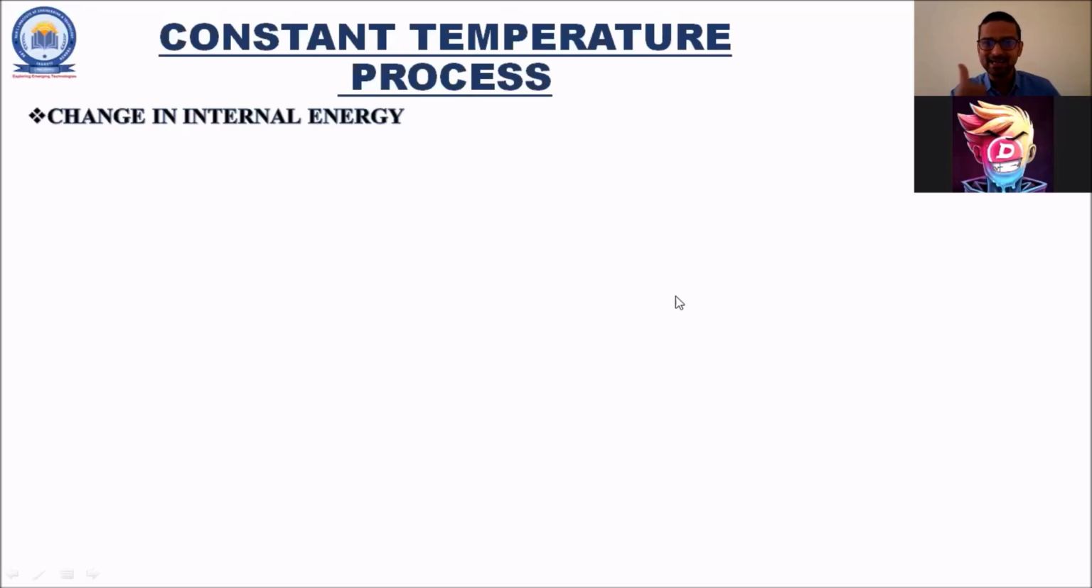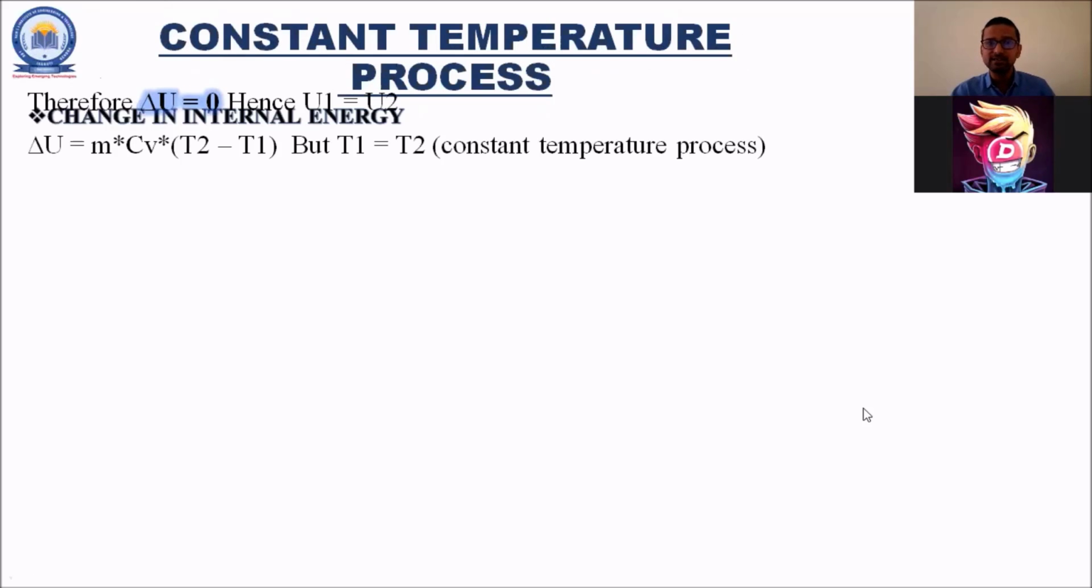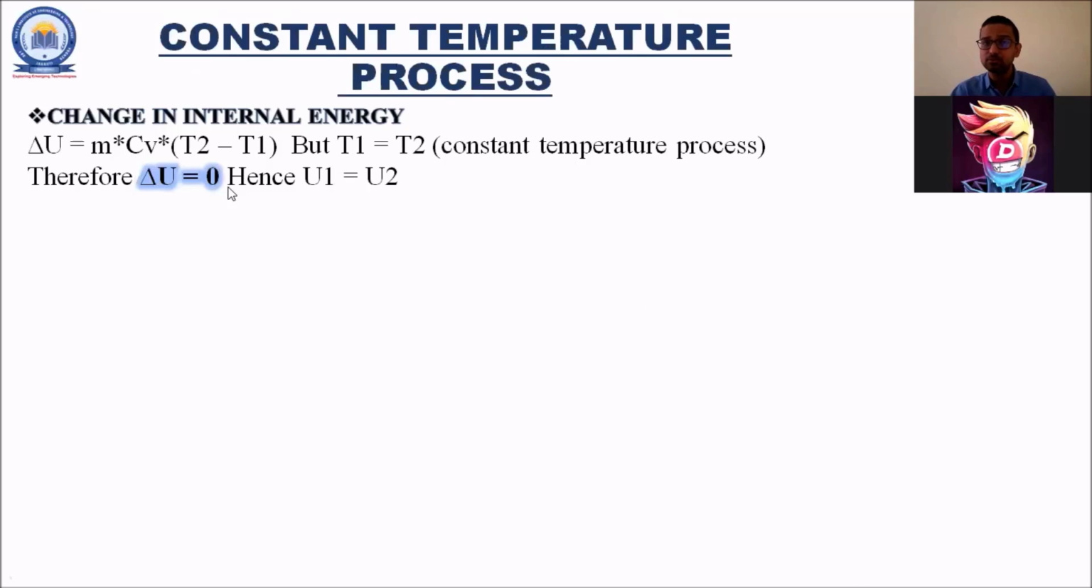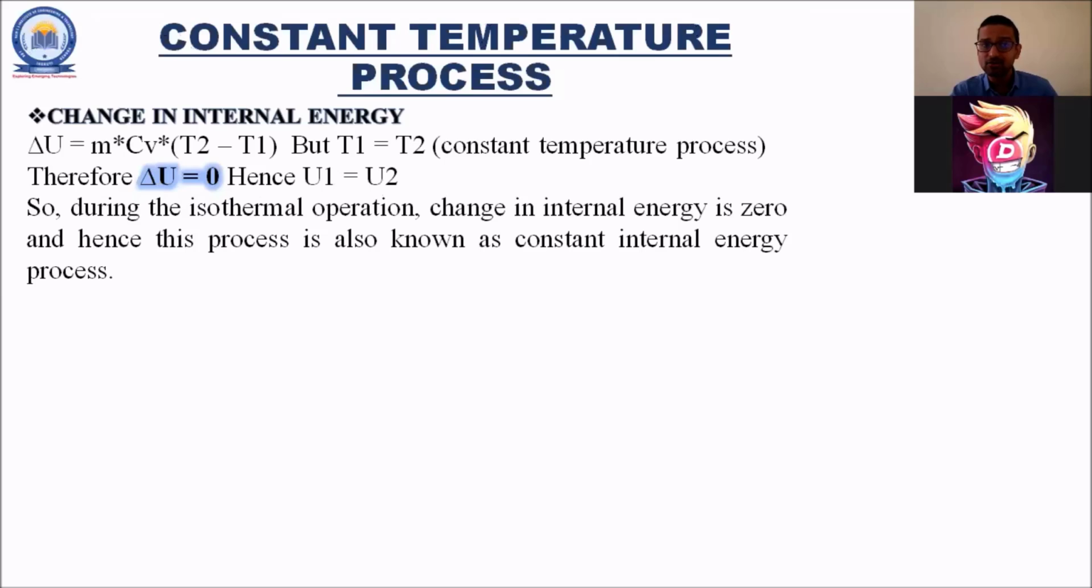Very good students, the perfect answer from the majority of the students. The answer for the change in the internal energy for this process will be equal to 0. Let us see how we are getting this answer. We already have the equation for delta U, that is delta U is equal to mCv (T2 minus T1). But it is a constant temperature process, so T1 is equal to T2, hence delta U is equal to 0. Since the change in internal energy is 0, I can write U1 is equal to U2. During the isothermal operation, the change in internal energy is 0. Hence, this process can also be considered as the constant internal energy process.